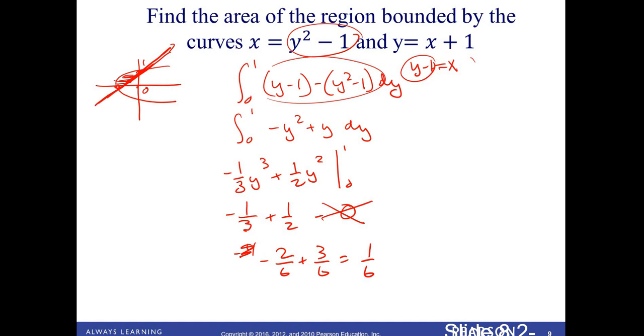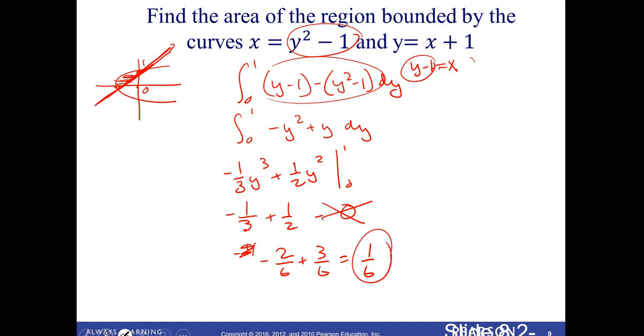Okay, so did I do that right? Oh, that was 2/3. Nope. Okay, looking at the wrong problem. Sorry, guys. So I've got 1/6 as my area.